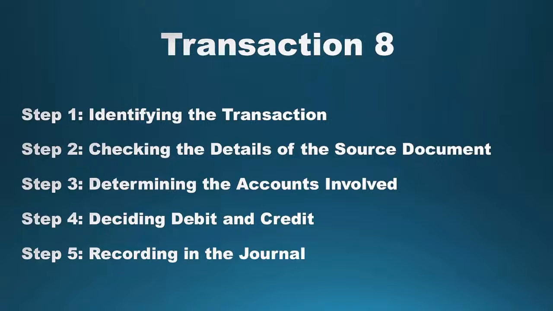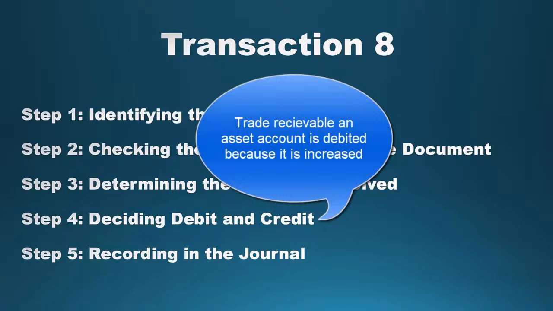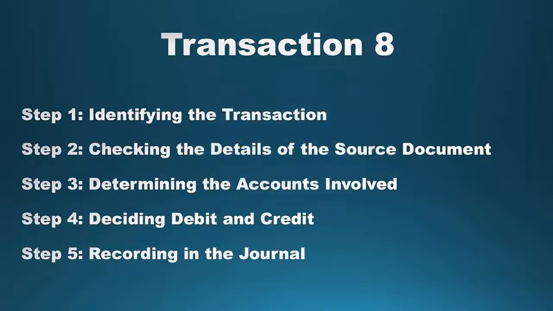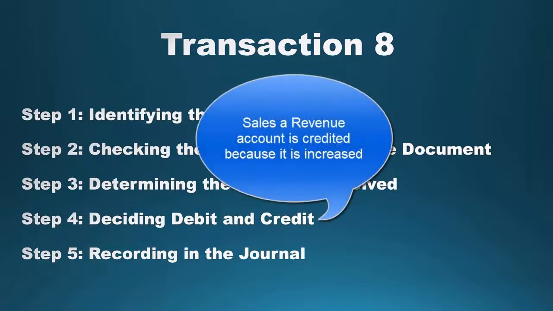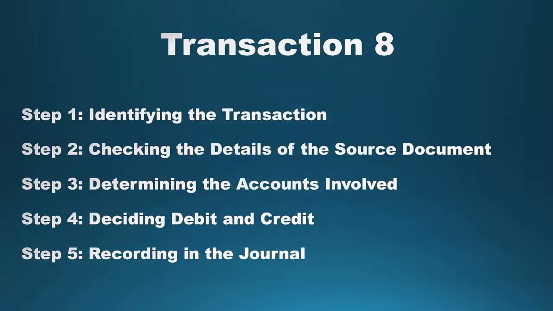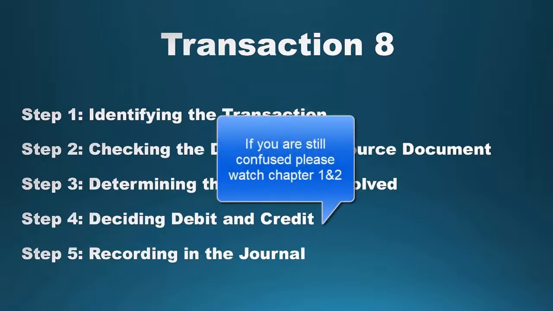Step 4. Deciding debit and credit. Now let's determine which account to debit and which to credit. The trade receivables account is debited because the amount owed by the client, an asset, is increasing. An increase in assets is always recorded as a debit. The sales account is credited because the business's income revenue is increasing. An increase in revenue is always recorded as a credit. So we'll debit the trade receivables account and credit the sales account for $800.